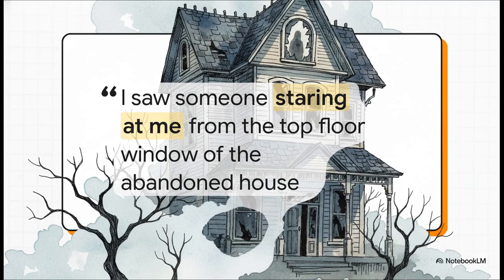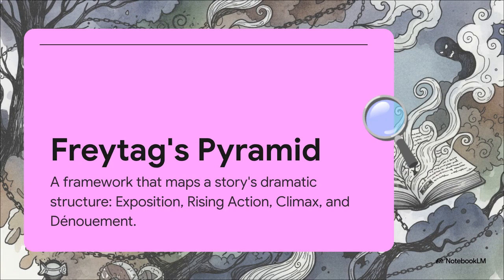Let's find out. To really get how this story is built, we're going to use a classic tool from storytelling called Freytag's Pyramid. Now, don't worry, it's not as complicated as it sounds. It's basically just a map for a story. We're going to follow its structure, the setup, the rising action, the climax, and then the final reveal, to see exactly how a simple haunting spirals into a complete nightmare.